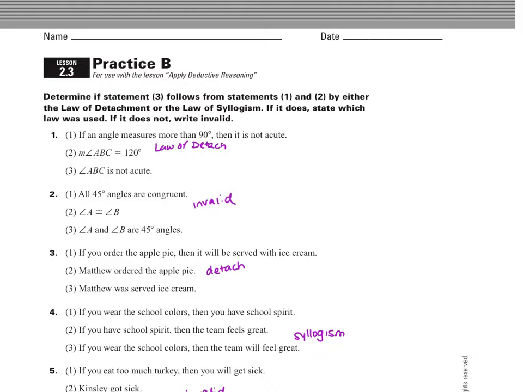Number 1 said if the angle measures more than 90 degrees, then it's not acute. And the if occurs, an angle measures more than 90 degrees, so you assume that it's not acute. That's law of detachment. Number 2 says all 45-degree angles are congruent and angle A equals angle B. That does not lead to them being 45-degree angles. If it said angle A equals 45 and angle B equals 45, then I can say they're congruent, and that would be law of detachment. But this time it's stating that 2 angles are congruent, which does not necessarily mean they're 45 degrees.